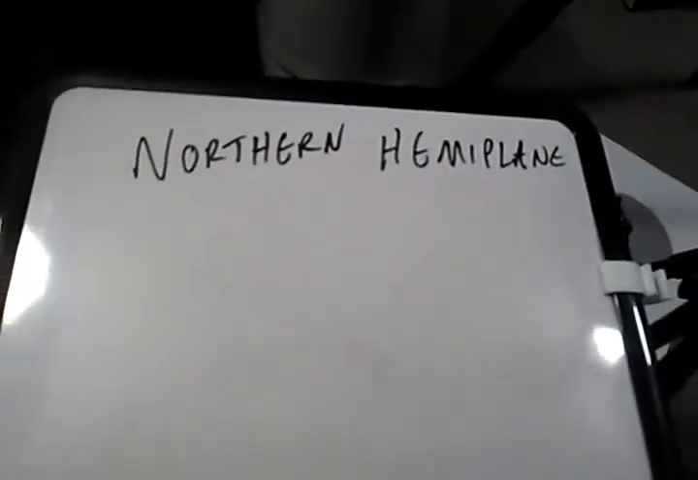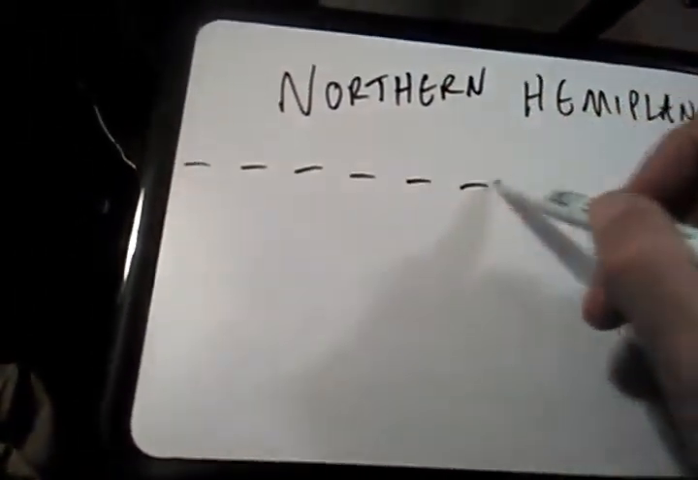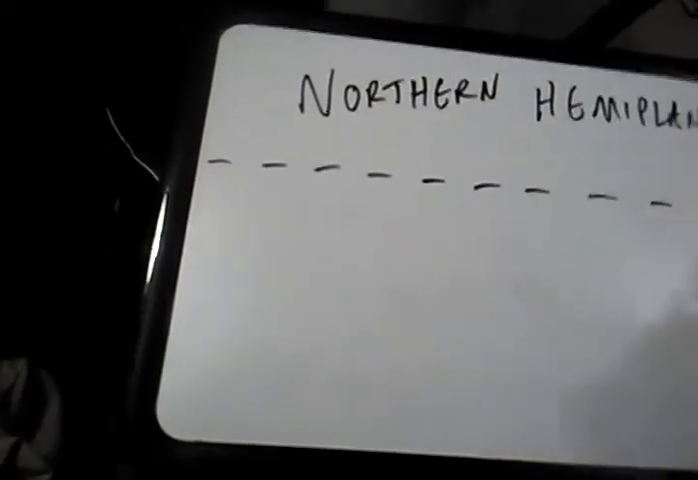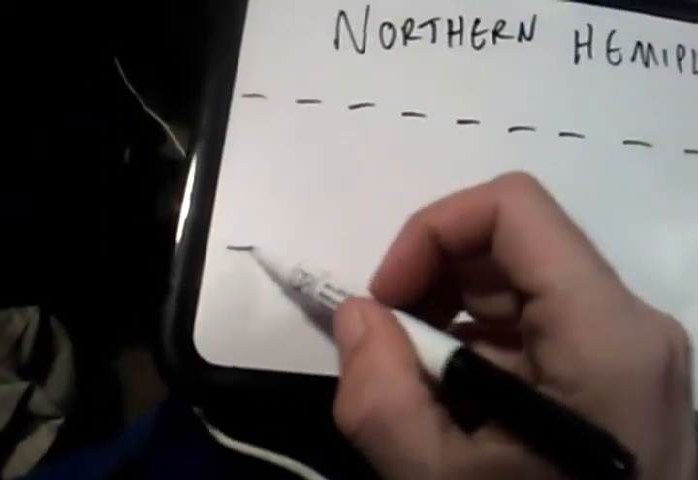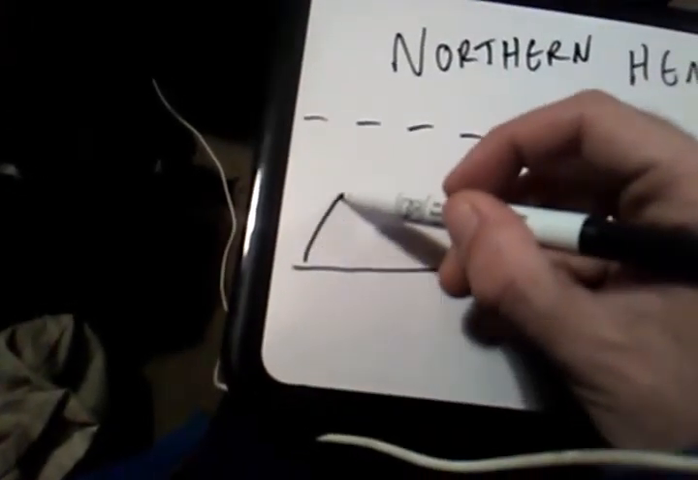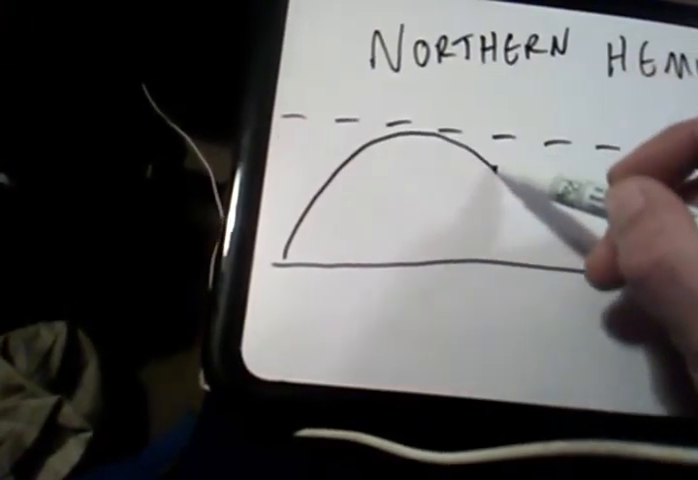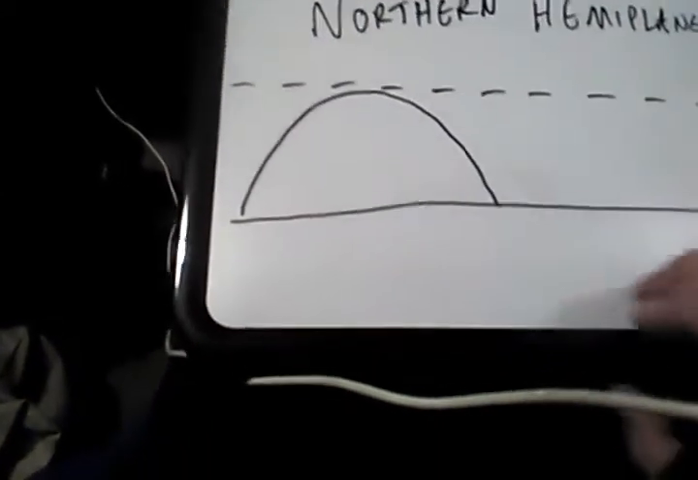Alright, so you have your northern hemiplane. We'll have our dotted line, just for reference, and you have your ground line. And the first one is going to look more like this. And this is going to be our summer here.